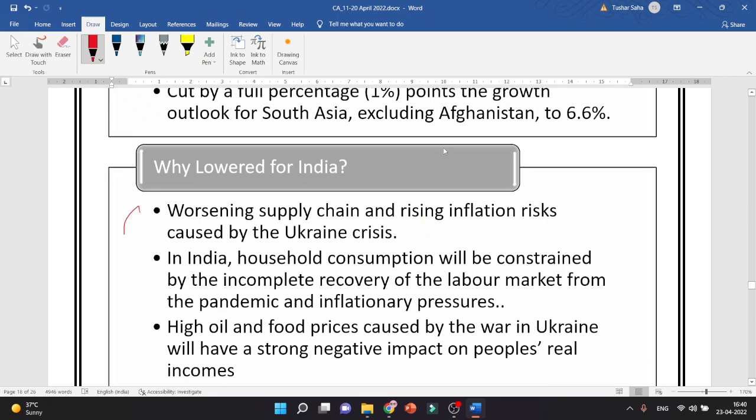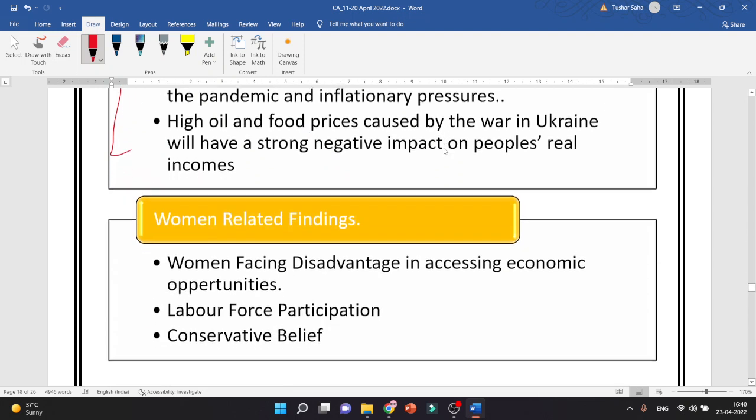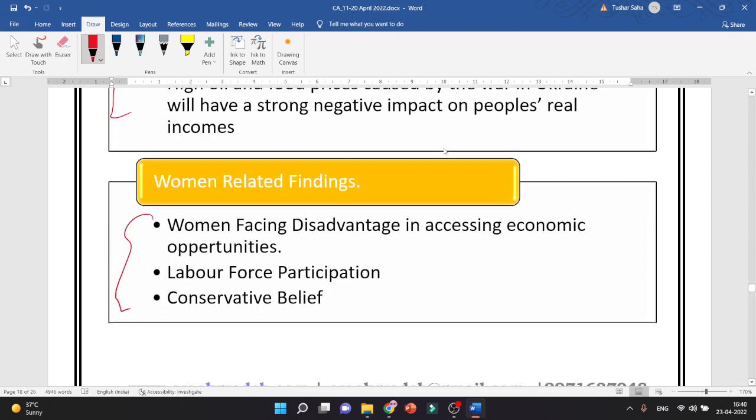So why lowered India? The reasons are here, especially the war, and you can say the import bills because of the rise in oil price in the international market. Then women related findings. The findings are women facing disadvantage in accessing economic opportunities, right? Especially the rural women. Then labor force participation. Obviously labor force participation, maybe in the city it's fine, but in tier 2 and tier 3 cities it's completely drastic when you compare the data of labor force participation from, let's say, a village or tier 3 city to a tier 1 city.